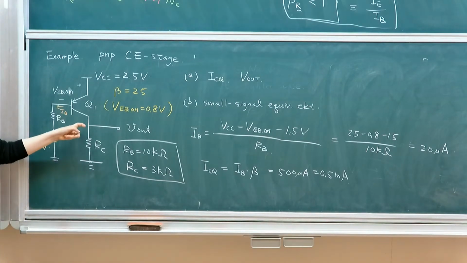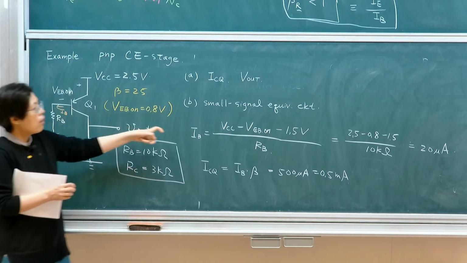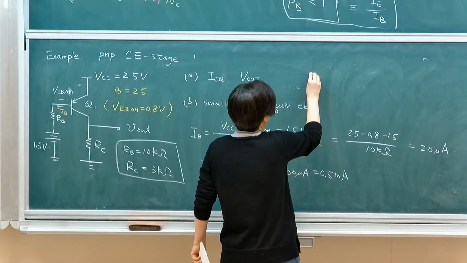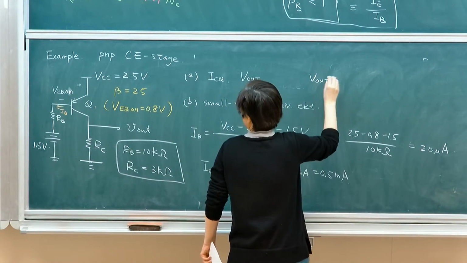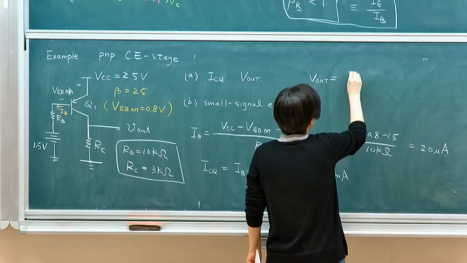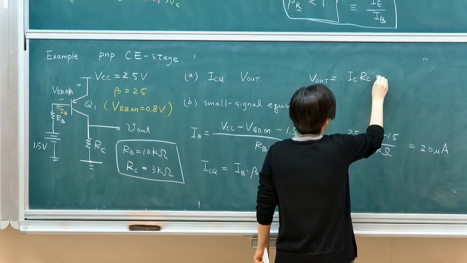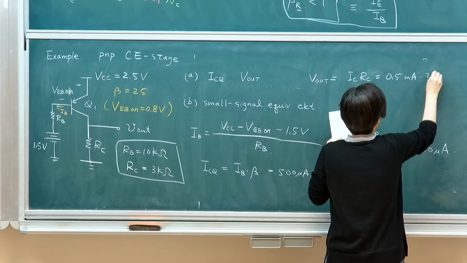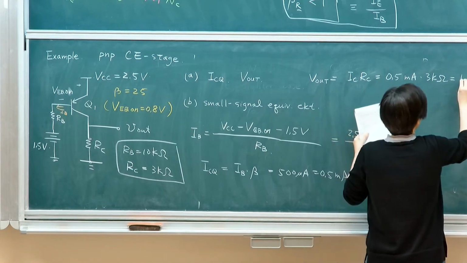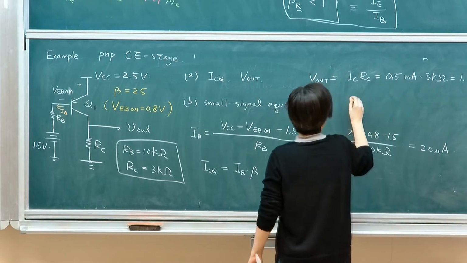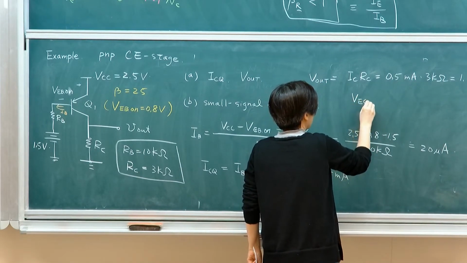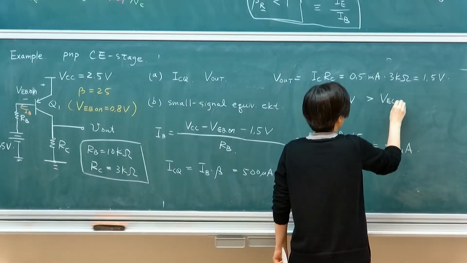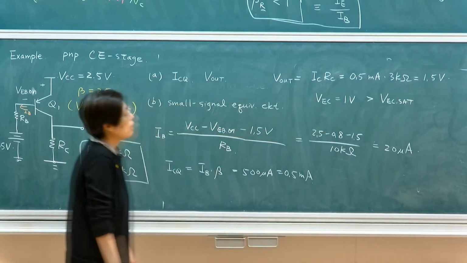And the next thing is that you want to make sure that this device is operating in active. Otherwise, this equation is no longer valid. So we find out what VL is. VL would then be IC RC. So this is 0.5 milliamp times 3K. This will be 1.5 volt. So this will then give us VCE equals 1 volt, which is larger than VEC sat. This is the same as VCE sat.